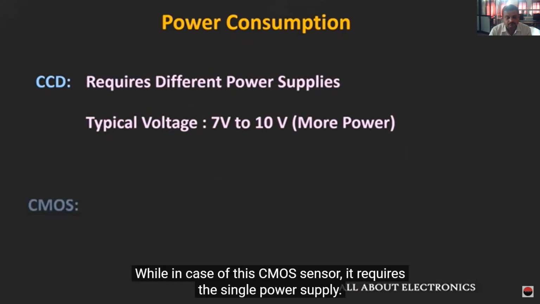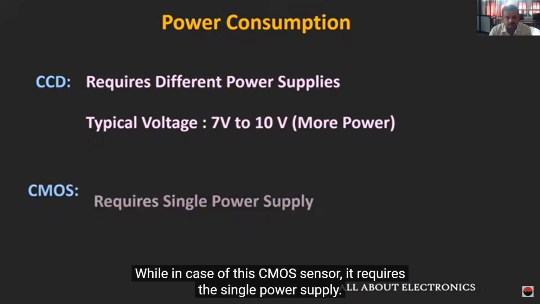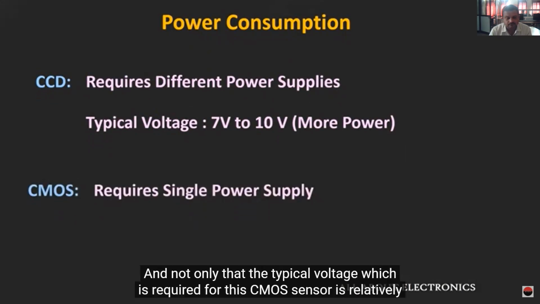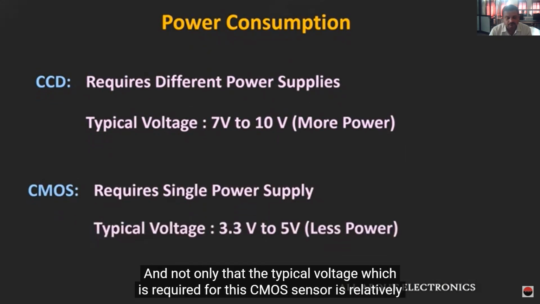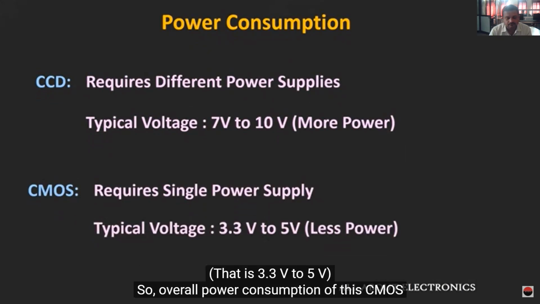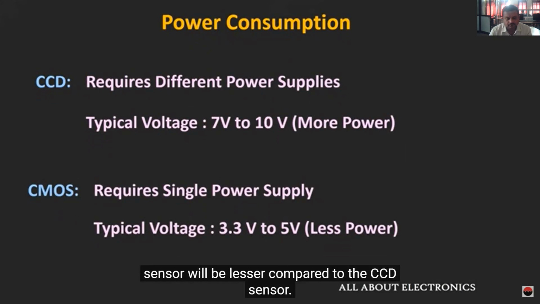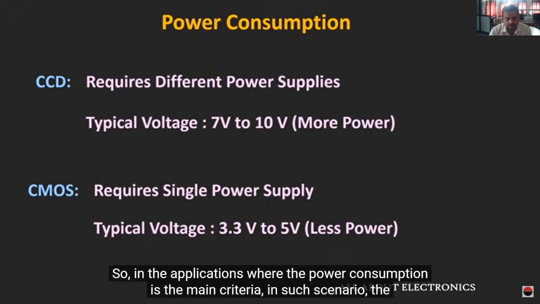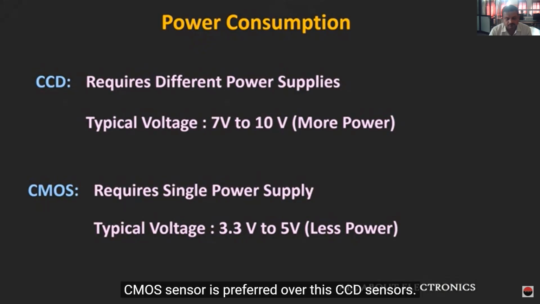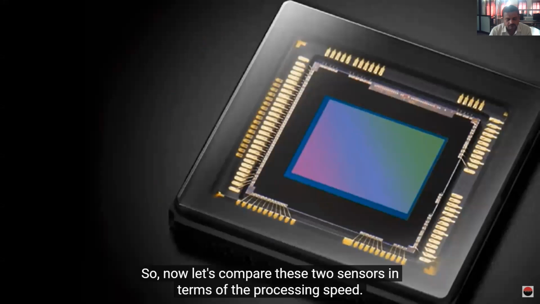While in case of the CMOS sensor, it requires a single power supply. And not only that, the typical voltage required for the CMOS sensor is relatively low, that is 3.3 volt to 5 volt. So the overall power consumption of the CMOS sensor will be lesser compared to the CCD sensors. So in applications where power consumption is the main criterion, the CMOS sensor is preferred over the CCD sensors. Now let us compare these two sensors in terms of processing speed.